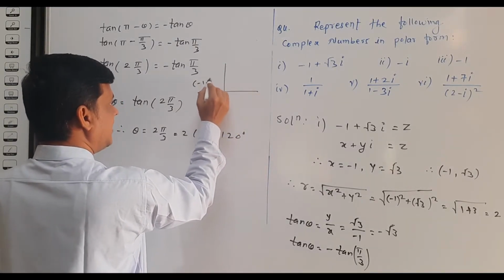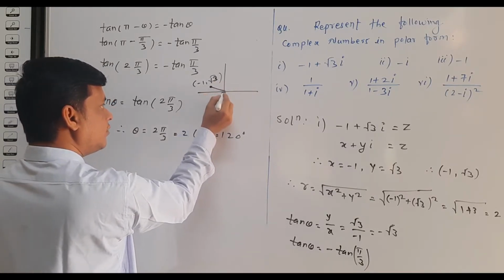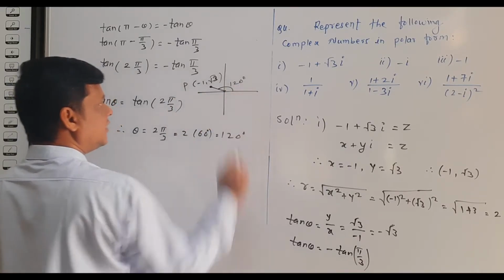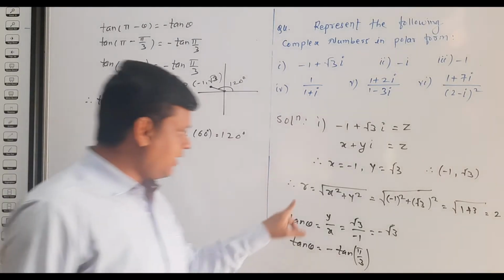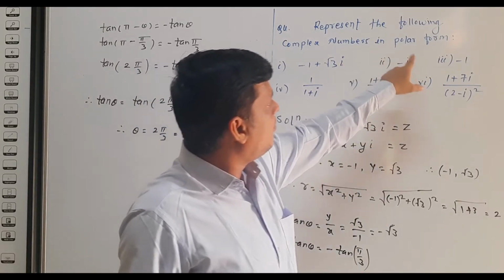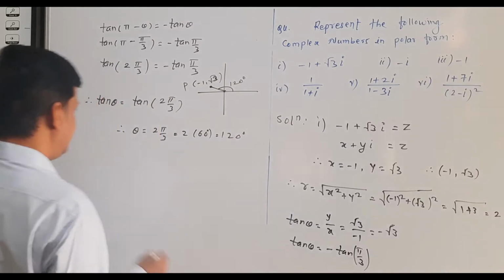suppose this point minus 1 root 3 is here, and when we join it with the origin, then this inclination is 120 degree. So we get the value of theta, we get the value of r. Now we have to find the polar form, that means x is equals to r cos theta, y is equals to r sin theta.